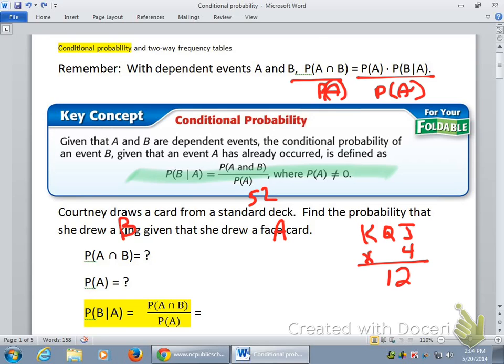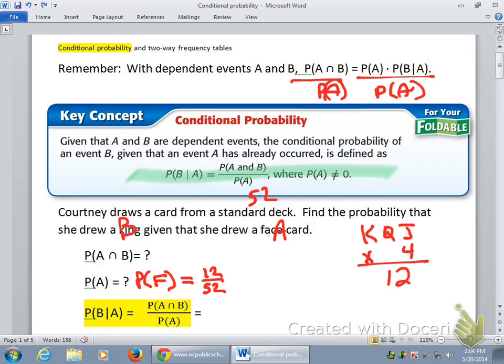That's correct. So this really says the probability of me getting a face card. So what is the probability of me getting a face card from this deck? 12 out of 52. Okay, there's 12 face cards out of 52. And of course you're welcome to reduce that.